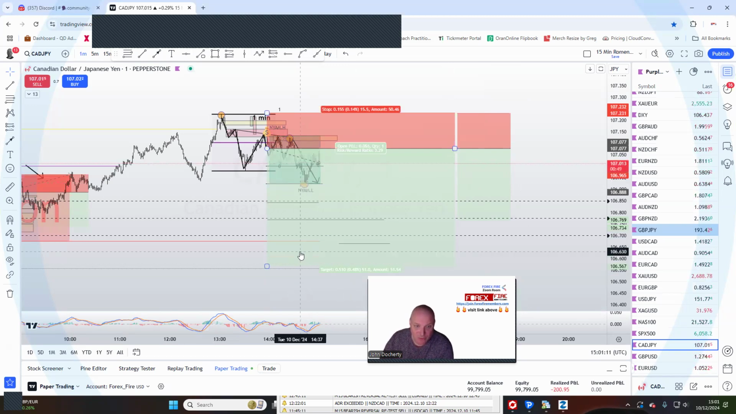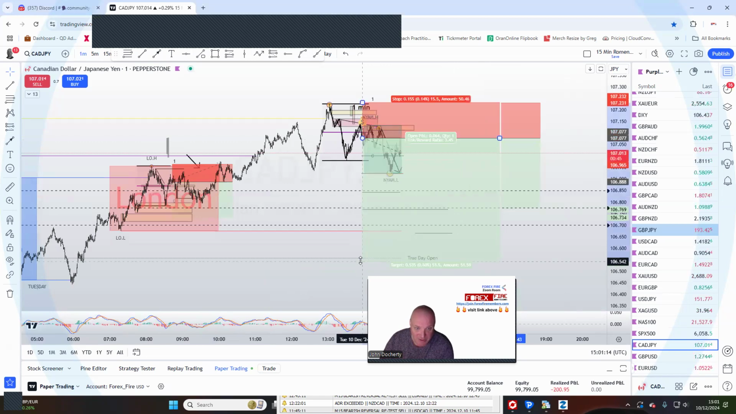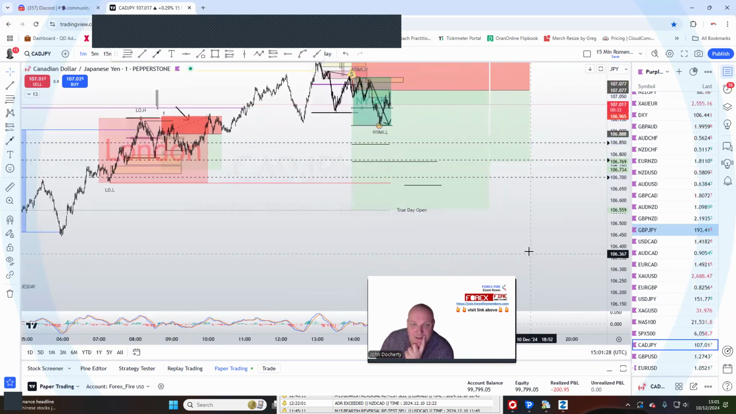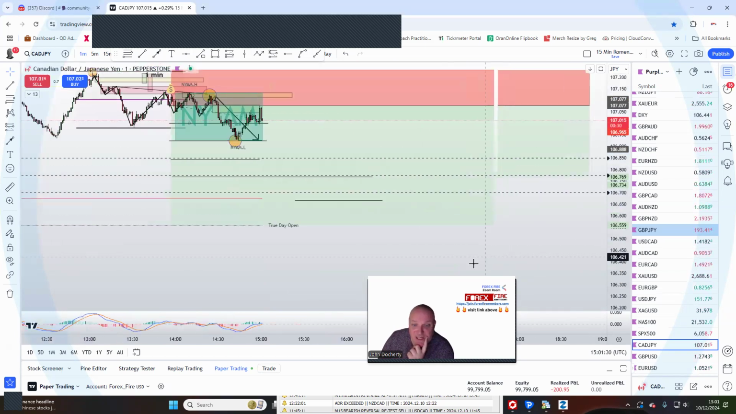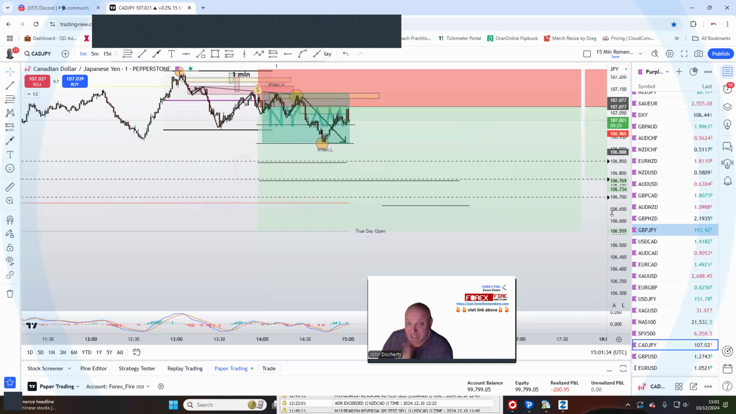Price could come down to the true day open, but it also has a possibility to come into the Asian low, which would make it a 1 to 3.94, you know. But the true day open was where I was aiming for. It is what it is. Have I done the right thing? I believe I've done the trade management to the best of my ability and get a little bit more out of it.